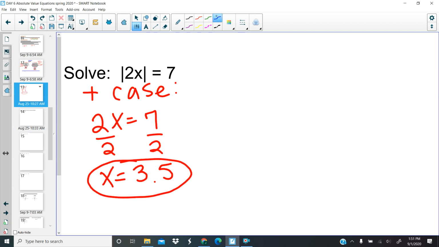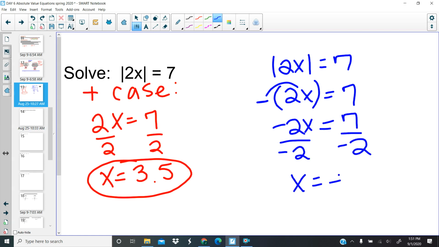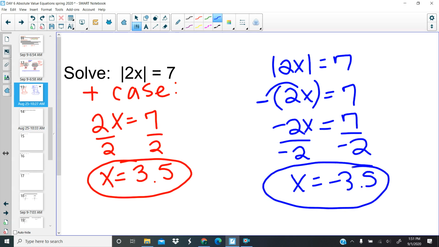And then I need to do the negative case. So I have the absolute value of 2x equals 7. I get rid of those brackets and replace them with parentheses, and I just throw a negative in front. And then I'm going to have it equal to 7. So then if I distribute that negative, just like in the last one, all I have to distribute it to is that 2x. So I would have negative 2x equals 7, and then I would divide by negative 2. So you would have x equals negative 3.5. So those would be your two solutions on this problem.